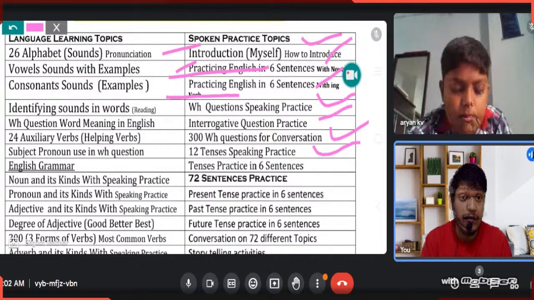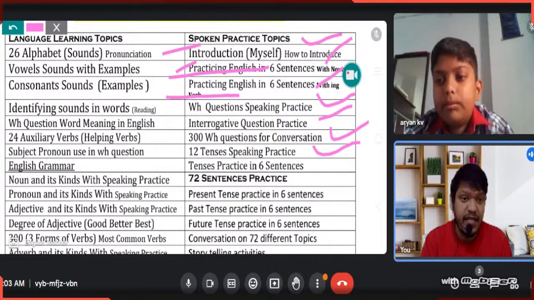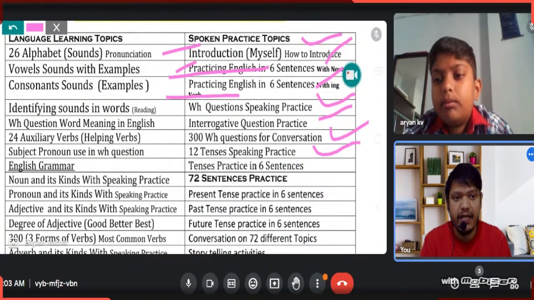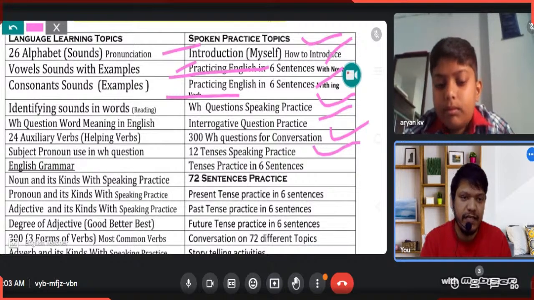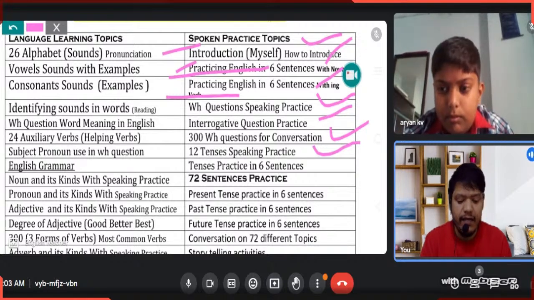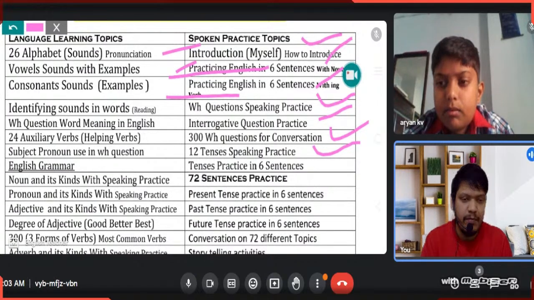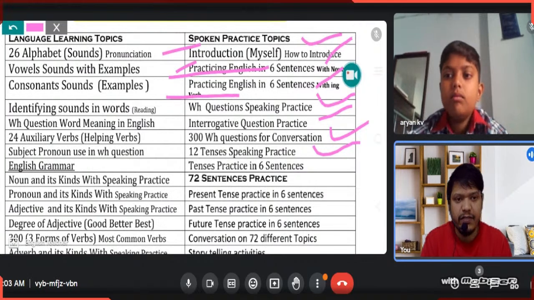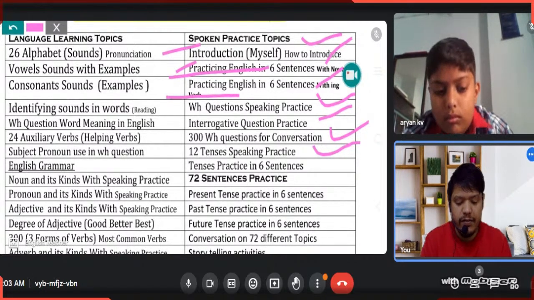I teach English, I taught English, I will teach English, I am teaching English, I was teaching English, I will be teaching English, I have taught English, I had taught English, I will have taught English, I have been teaching English, I had been teaching English, I will have been teaching English. Making kids practice English in 12 tenses, because in the English language there are three tenses, each has four parts, so altogether it becomes 12.